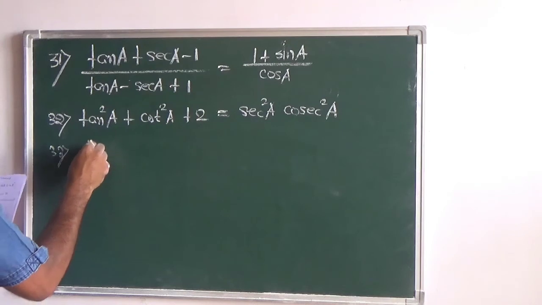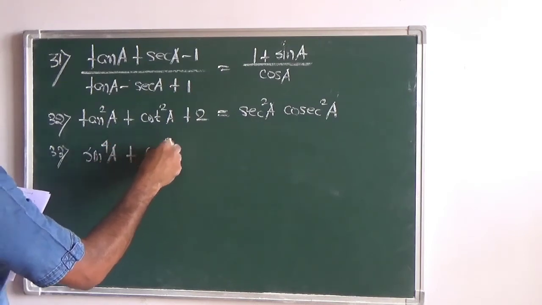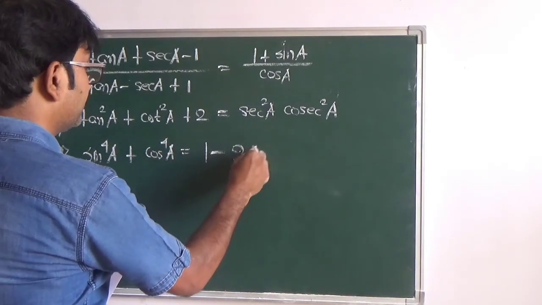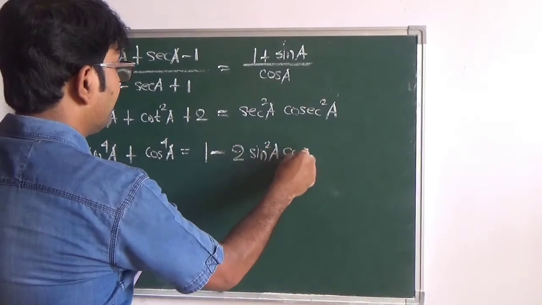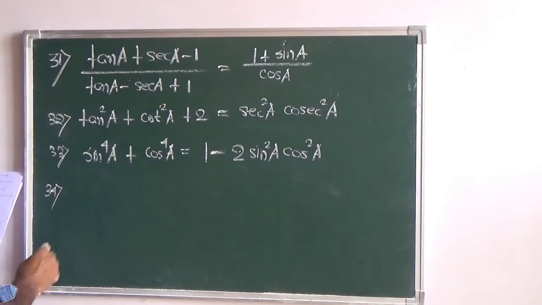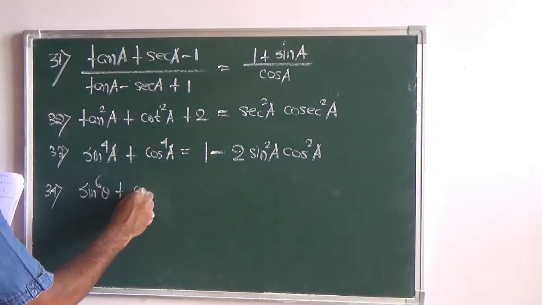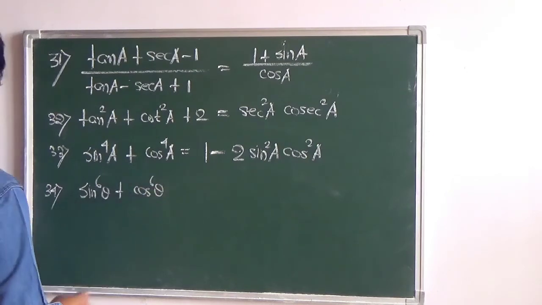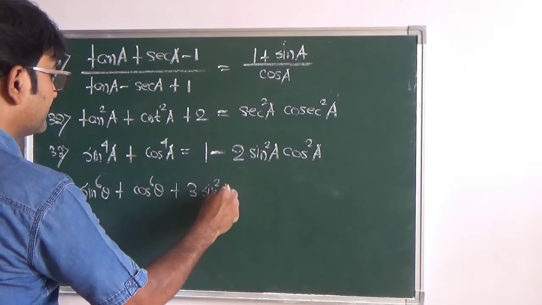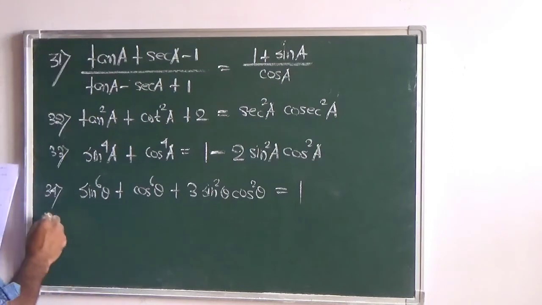33 is sin to the power 4 A plus cos to the power 4 A, which is equal to 1 minus 2 sin square A into cos square A. 34 is sin to the power 6 theta plus cos to the power 6 theta plus 3 sine square theta into cos square theta, which gives you 1.